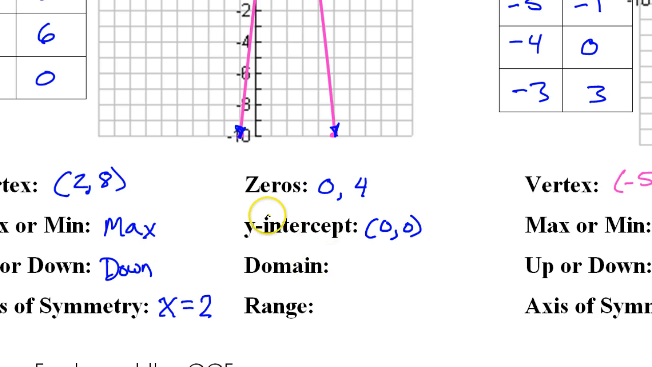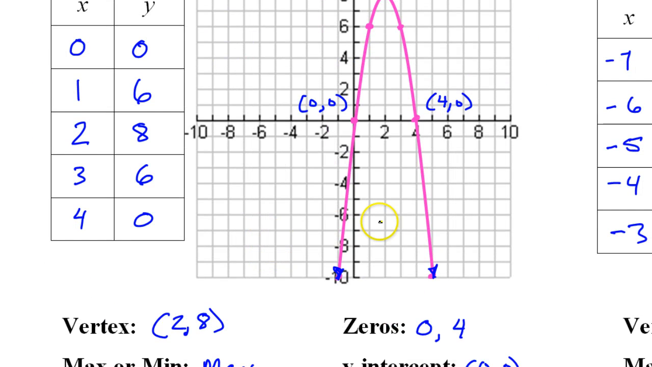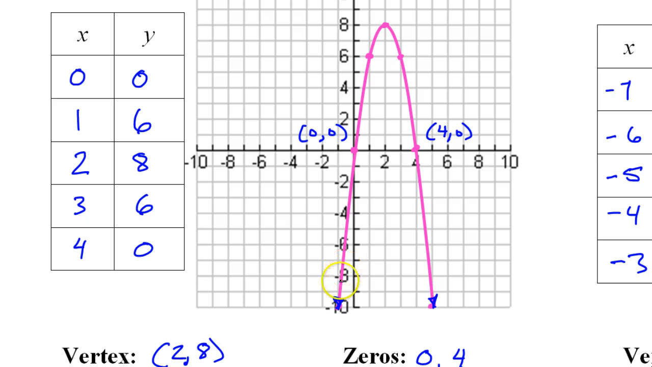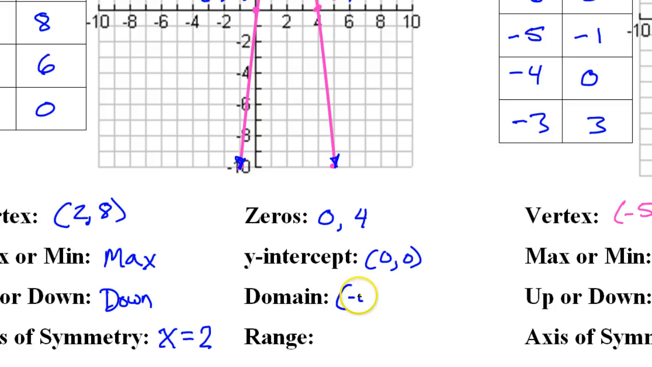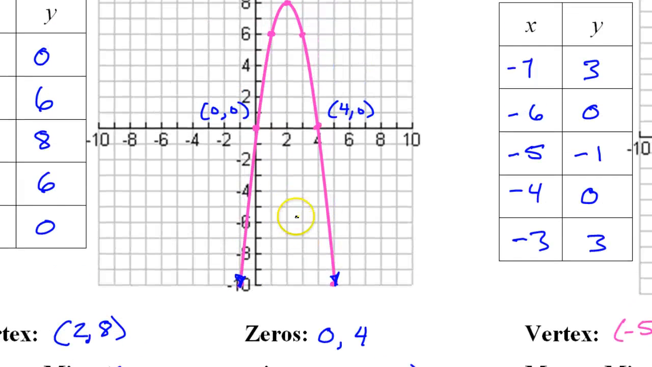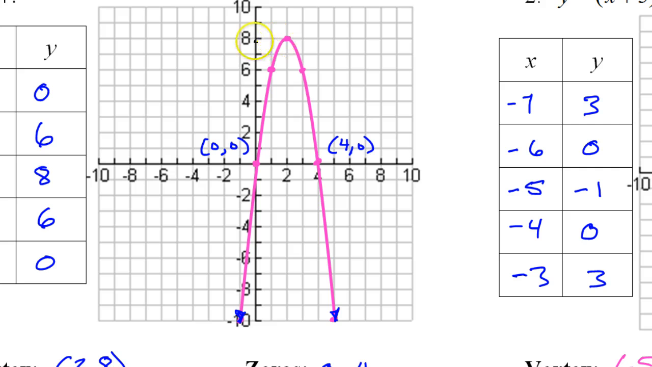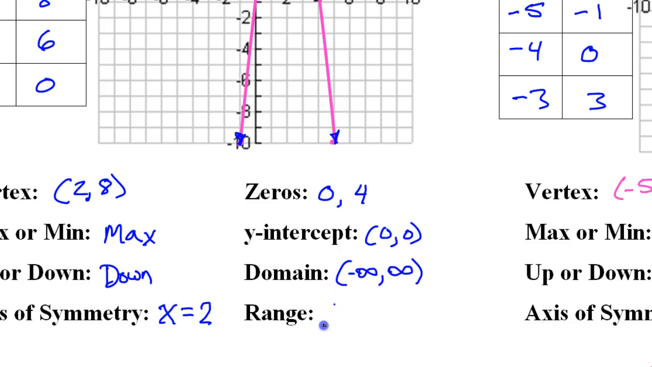The domain is the x values. For quadratic functions, the domain will always be negative infinity to positive infinity because the x values go to the left forever and to the right forever. Now the range is the y values. You have to give the range from bottom to top, always least to greatest. Down at the bottom, the graph continues on to negative infinity. At the top, it reaches a height of 8. So negative infinity to 8 is the range.